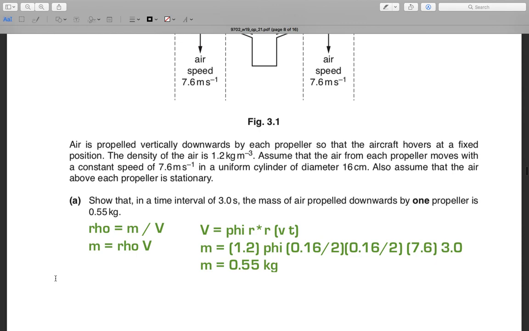Question one is to show that in a time interval of 3.0 seconds the mass of air propelled downward by one propeller is 0.55 kilogram. Wow. Yes, we go to the equation of density, or rho. Rho is mass over volume, mass over volume.